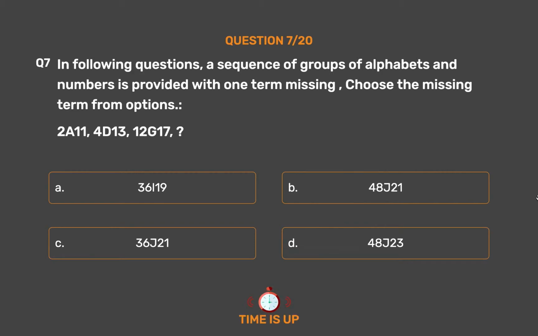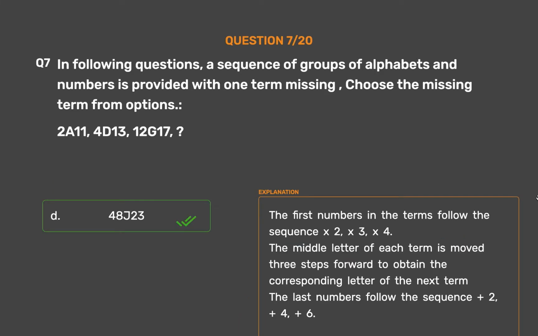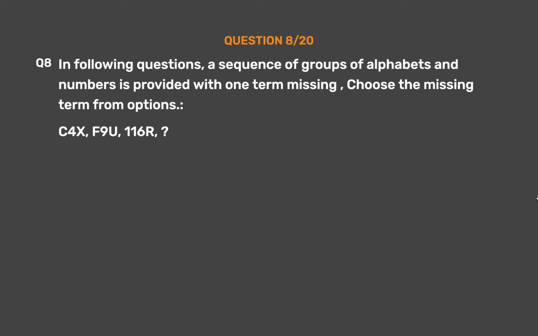The correct answer is option D, 48J23. The first numbers in the terms follow the sequence x2, x3, x4. The middle letter of each term is moved 3 steps forward to obtain the corresponding letter of the next term. The last numbers follow the sequence +2, +4, +6. Question number 8. In following questions, a sequence of groups of alphabets and numbers is provided with one term missing. Choose the missing term from options.